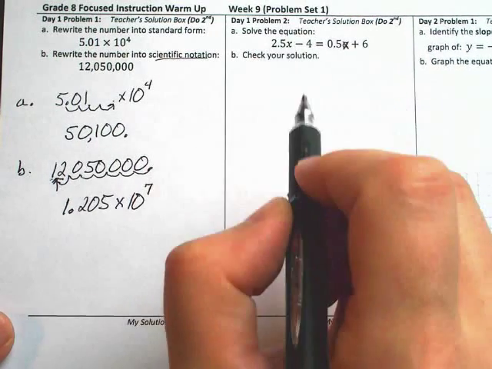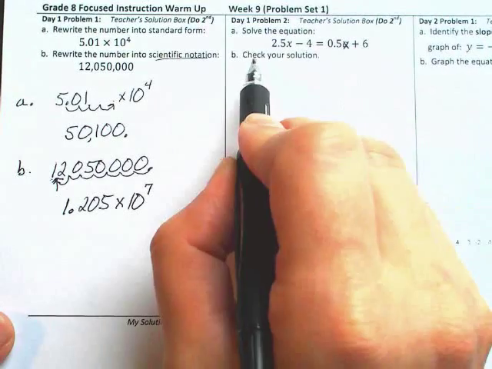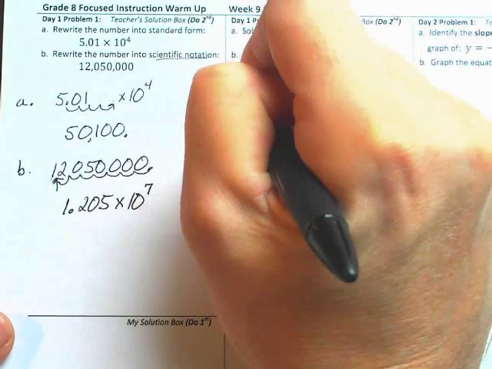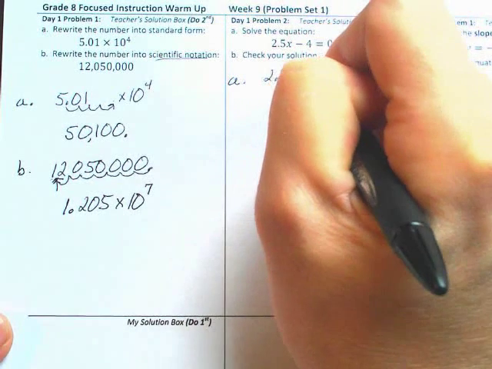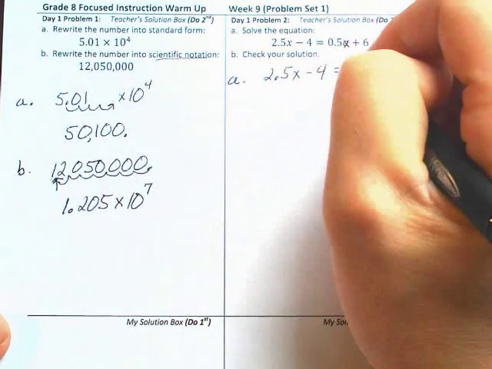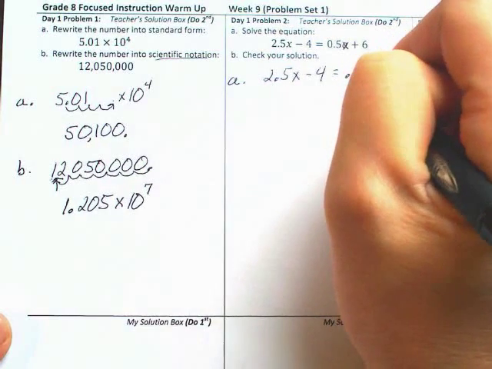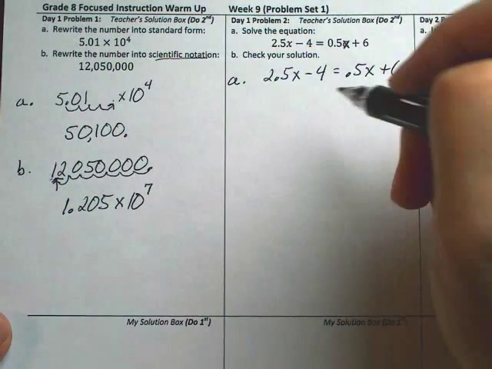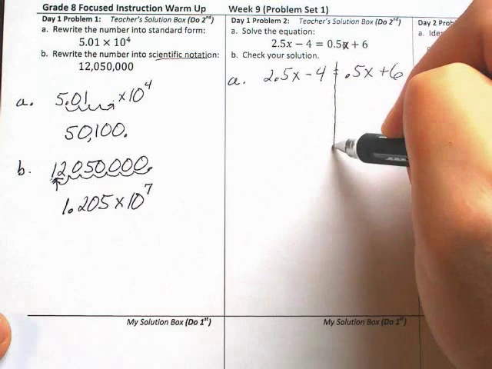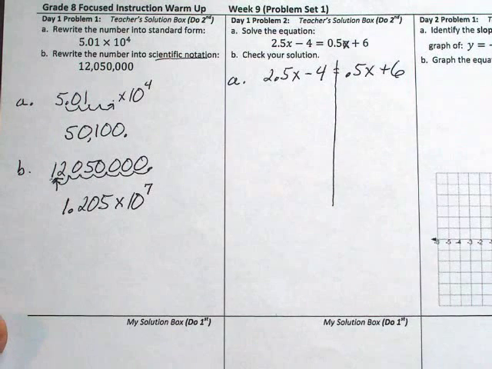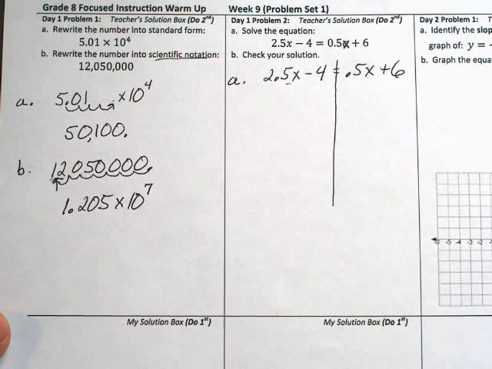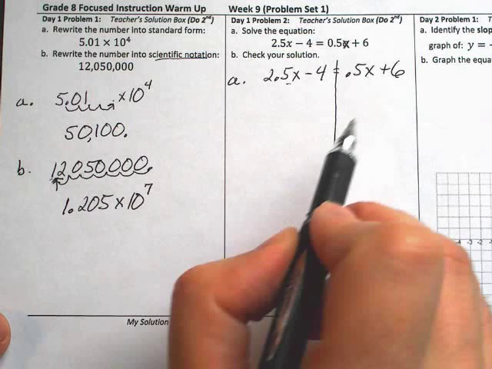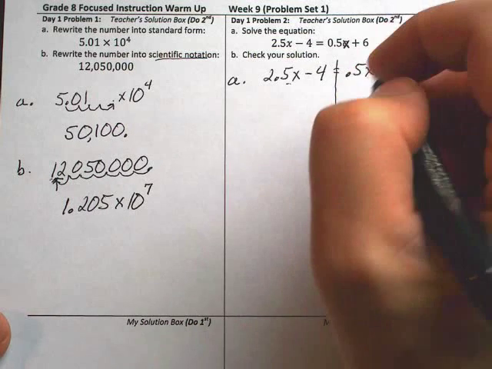Now, day 1, problem 2. Solve this equation. And part B, check our solution. So in part A, I'm going to copy that equation down, and then draw a line down through the equal symbol. And I notice that the variable x appears on both sides of the equation, here and here. And so one thing that needs to be done to solve it is to get the letter x on one side of the equation only.